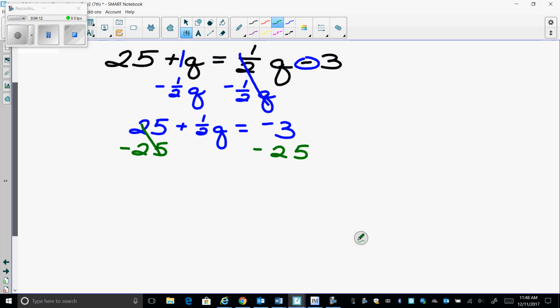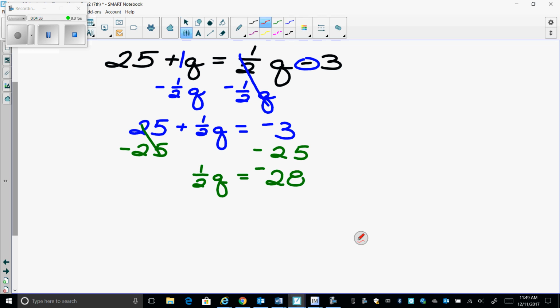So now if I see what I have left over, left-hand side, I still have 1/2 q equals, and now look at your numbers. Both of those are negative. If you have two negatives, you're actually going to add those together. That gives me 28, and that's going to be negative as well.